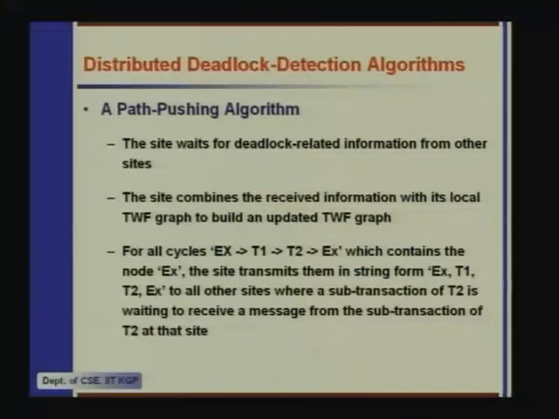So, it is not that a subtransaction at this site is locking a resource in that site, that is not what is happening. A subtransaction at this site, if it wants to access a resource at that site, then there will be a subtransaction in that site which is locally accessing the resource and communicating with this transaction to pass on some data, and then this one can run, right. That is how the distributed transactions will work. So, that is what we mean here, that it transmits them in string form to all other sites where a subtransaction of T2 is waiting to receive a message from the subtransaction of T2 at that site.